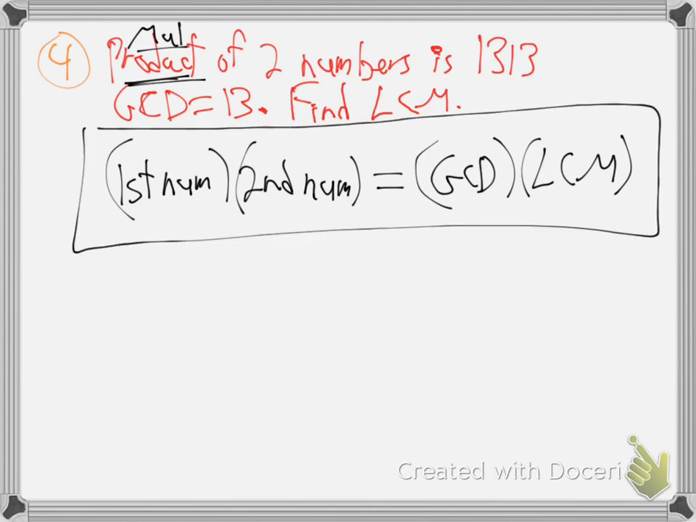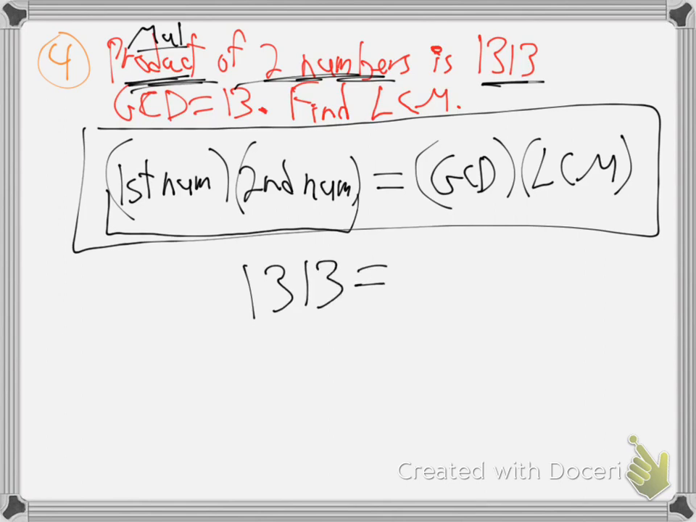There will be one question. I think I put one using this principle. So that means if you have any two numbers, if you multiply them, it's going to equal their GCD times their LCM. On this problem, they're telling me that the product of two numbers is 13, 13. This whole side came out to be 13, 13. I don't even know what the numbers are, but they're telling me what they multiplied to be.